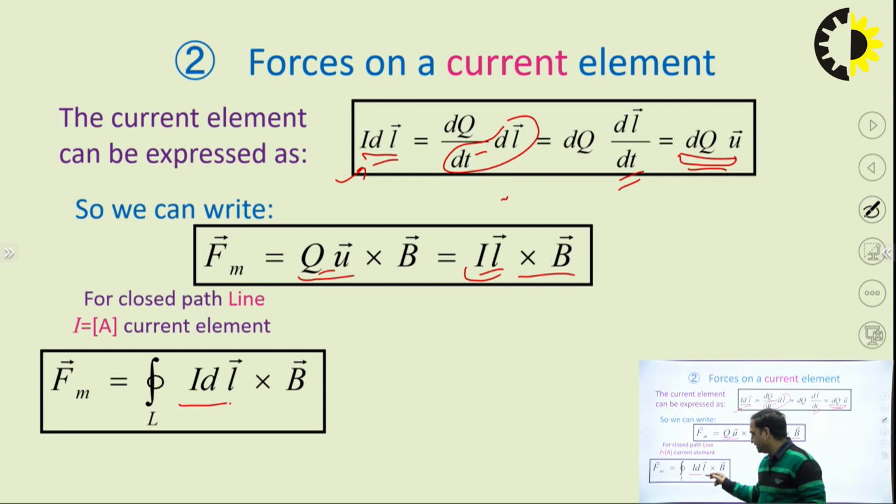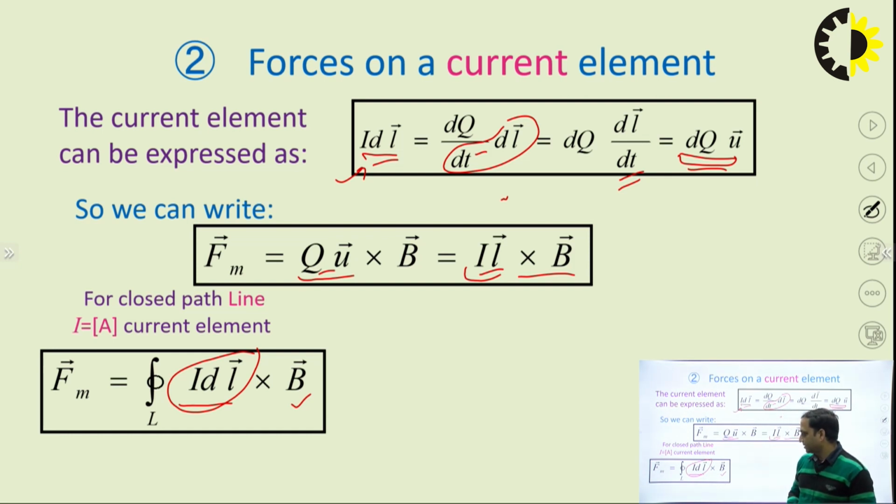Again, this I dl is nothing but the current element. When this current element is placed in the already existing magnetic field B, what is the total force exerted onto this I dl? This force can be defined as Fm is equal to I dl cross B. Okay, I think this point is clear.